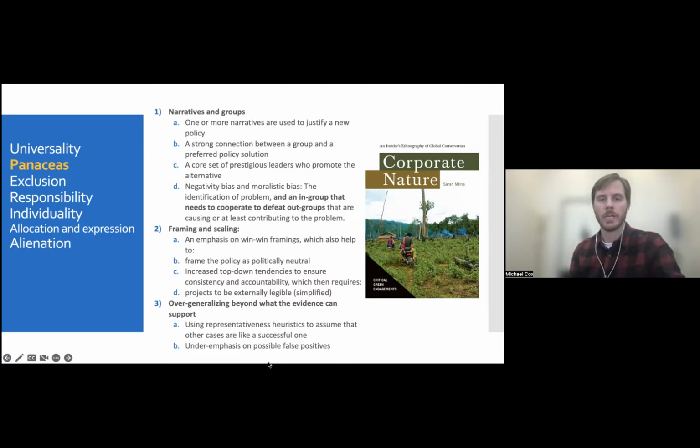The final point is that I don't want to unpack these actually, but there's a tendency for the panacea and the enthusiasm for it to go beyond the evidentiary base in support of it, particularly comparing the preferred solution to other ones. Often the preferred solution is compared to doing nothing at all, which is kind of a false choice, because we could also, of course, try other things.